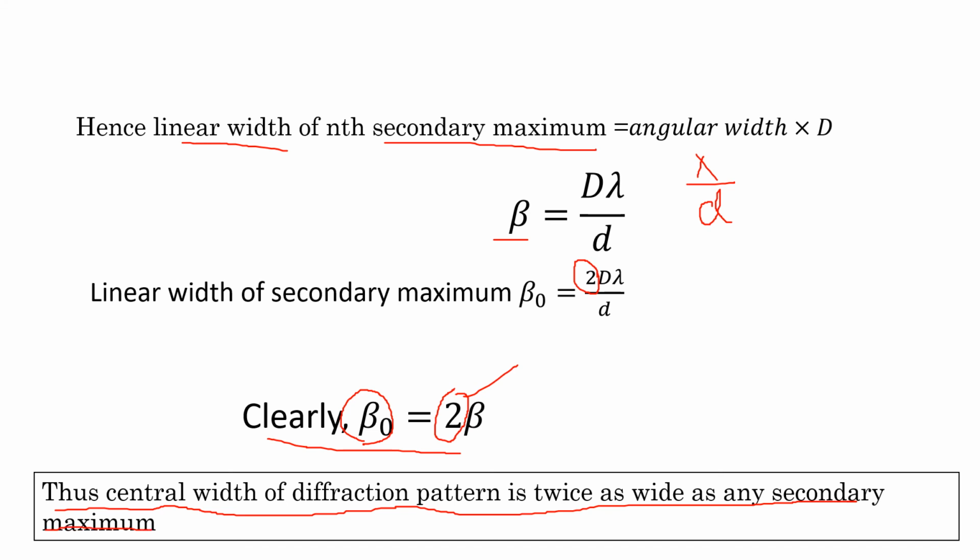Now, what does this mean? Suppose you have this. If this is my central bright fringe and this is the length of this bright fringe, then my secondary bright fringe will be half of this central bright fringe. Fine. So this is an important point.